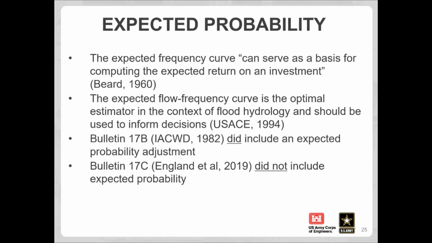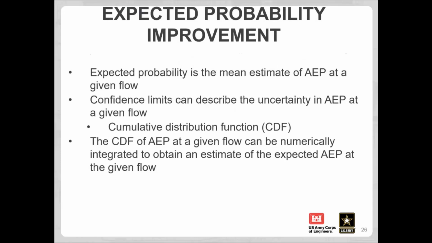All right, next plot. So how do we calculate it? I'm sorry, next slide. So what is expected probability? This kind of leads into how we calculate it. We're not going to go over any of the math, but just conceptually. You can think of expected probability as the mean estimate of the annual exceedance probability for a given flow. So you pick a flow value. You can look at your confidence limits and intervals as a way to describe the uncertainty in AEP at a given flow. And from that uncertainty, you can estimate a mean estimate of the AEP.